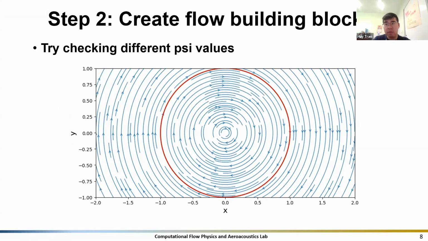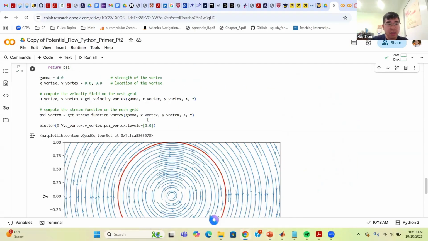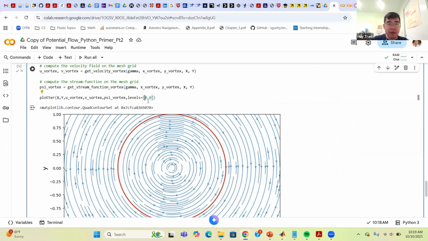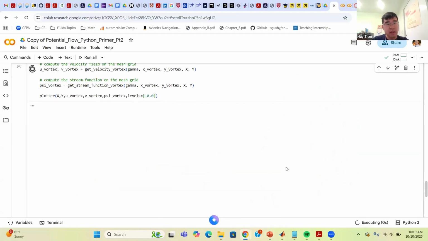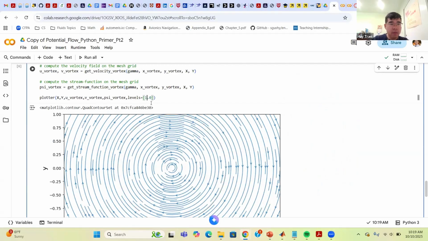If you change the psi values in the plotting parameters, you'll see that the smaller the value is, the closer you are to your vortex. The larger the value is, the further away. Actually, I think I got the reverse. Let me actually test that. Currently it's at 0. Let's say I increase my levels to 10. Psi value is gone. Maybe a 1.